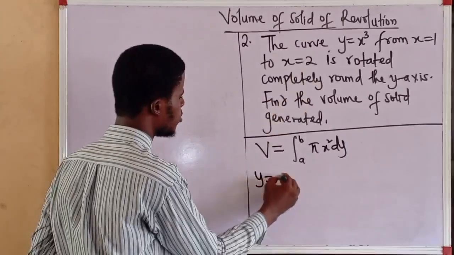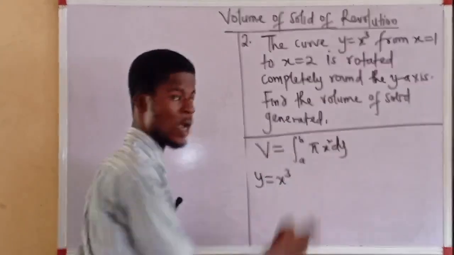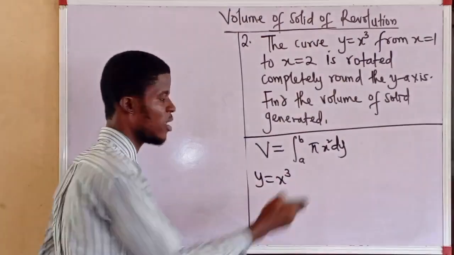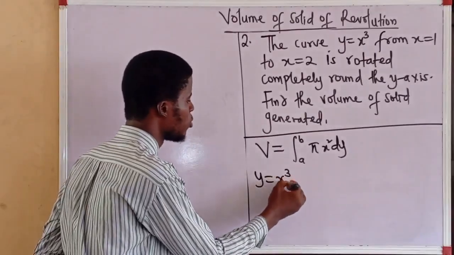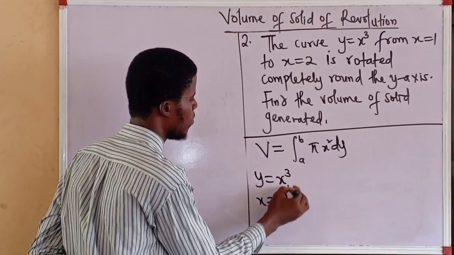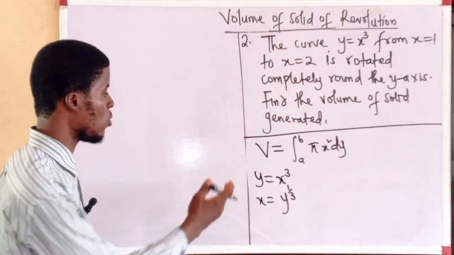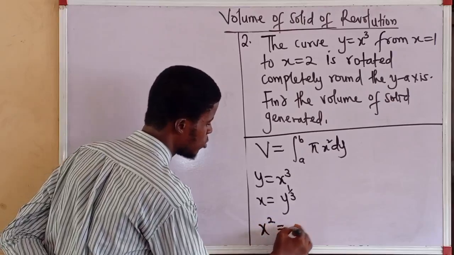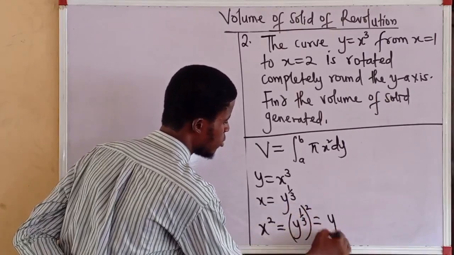Y is equal to x cubed. Here it is x squared dy, all right, not y squared. So let us make x the subject of the formula. Making x the subject of the formula, we have to take the cube root of both sides. X will be equal to y to the power of 1 over 3. That's it. Taking the cube root of both sides, this is what we have. So if we take the square of both sides, x squared will now be equal to y to the power of 1 over 3 all squared, which is y raised to the power what?